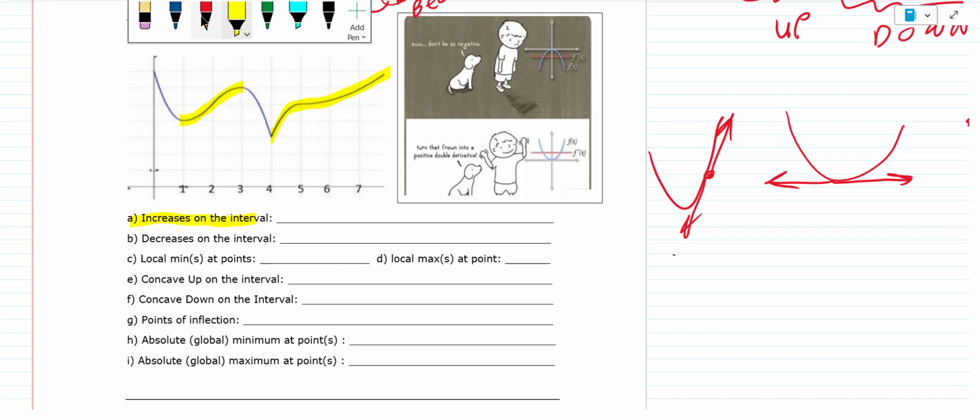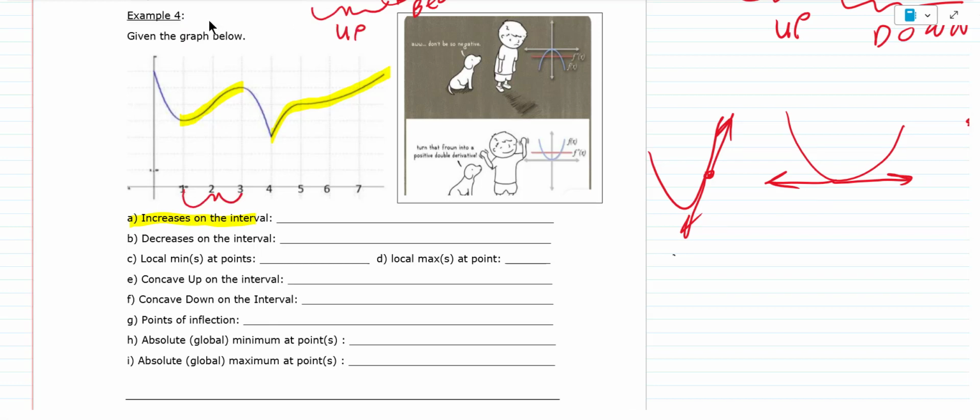If you name the intervals, you're always naming intervals with x values. So increasing, we would say one of those would be 1 to 3. Right there.